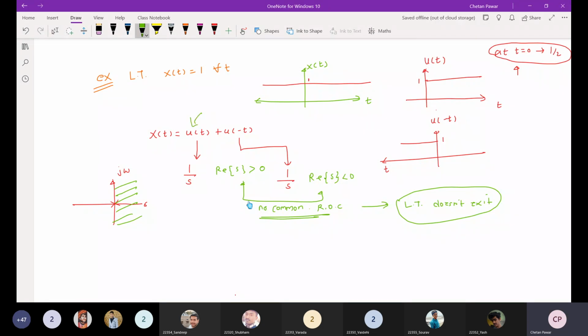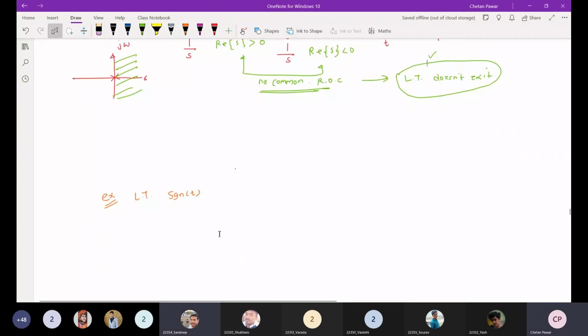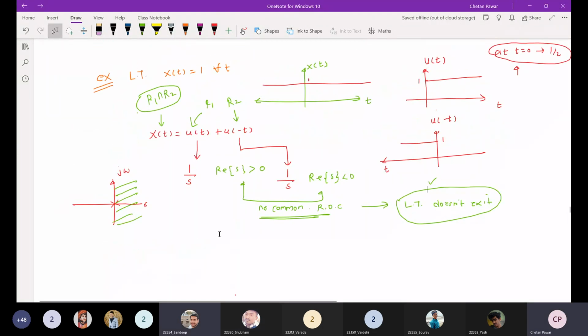Because if the region of convergence of this signal is R1 and the region of convergence of this signal is R2, then the region of convergence of x of t will be the intersection of R1 and R2. There is no intersection of R1 and R2, so no common ROC. So the region of convergence for this signal doesn't exist, so the Laplace transform doesn't exist. Yes, sir. So the frequency domain of such a signal doesn't exist. You can't represent the frequency domain representation of that signal.